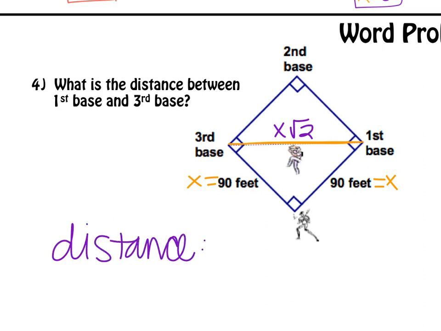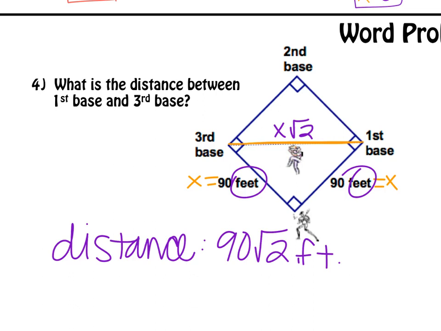So I know what x is. X is 90. So my distance has to be 90 square root 2 feet. And if you're wondering how in the world I got feet, it tells me in the problem.